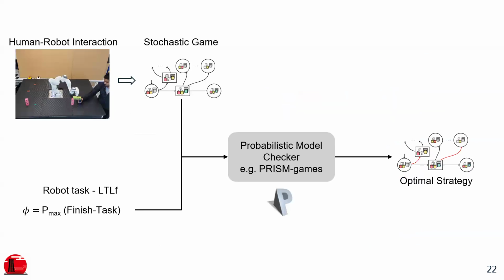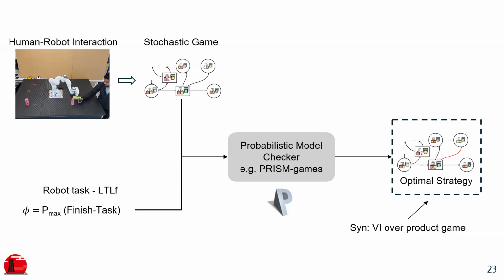Once the stochastic game abstraction is constructed, we pass it to PRISM-games, a synthesis tool for strategy generation. For synthesis, we take the composition of the game with the DFA corresponding to the specification. To synthesize optimal strategies, we use the value iteration algorithm.